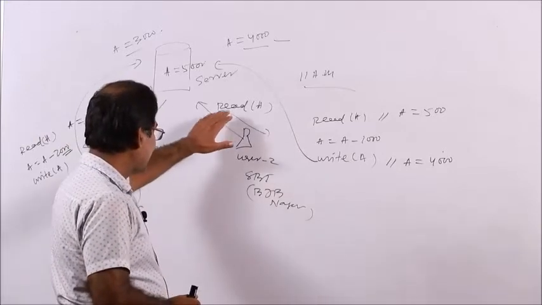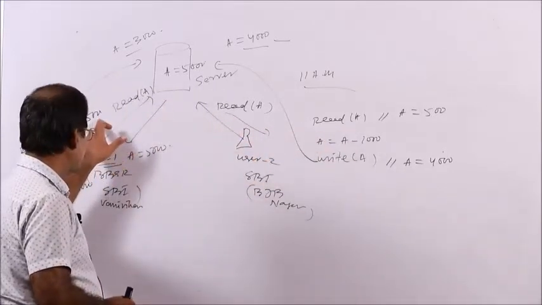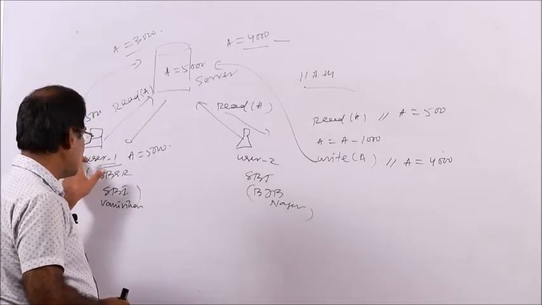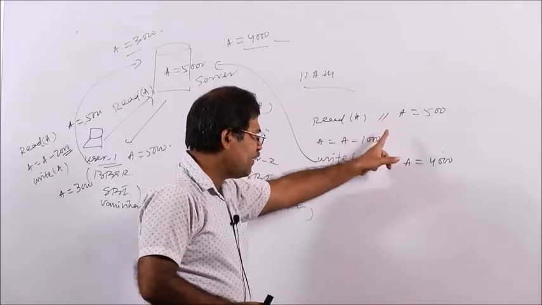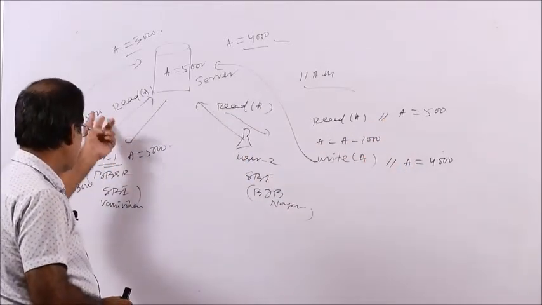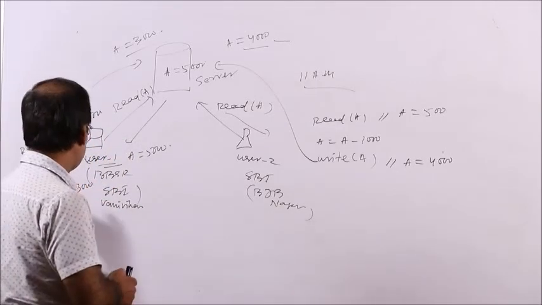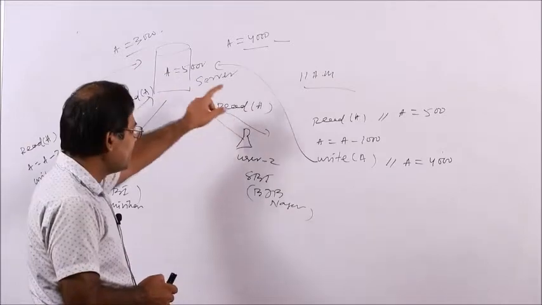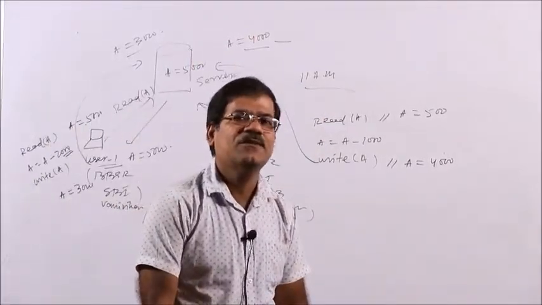So both read at the same time. User 2 reads 5000, user 1 also reads 5000. User 1 withdraws 2000, user 2 withdraws 1000. So 5000 minus 1000 is 4000, and 5000 minus 2000 is 3000. User 1 writes 3000 in the database, user 2 writes 4000 in the database. But this is not possible.